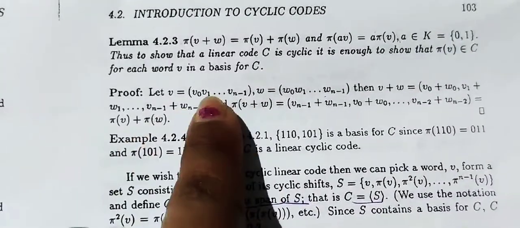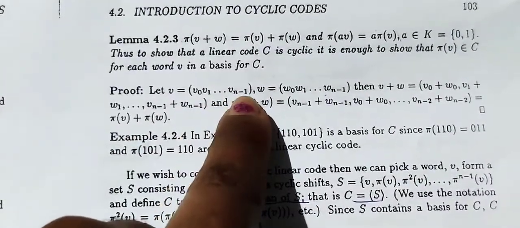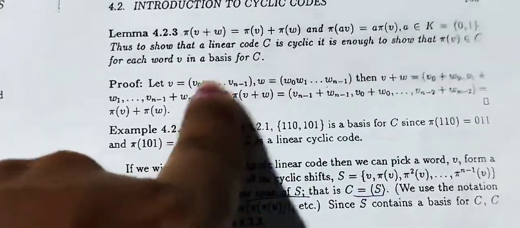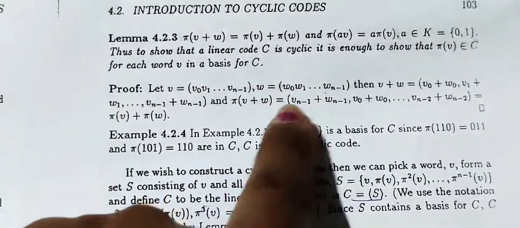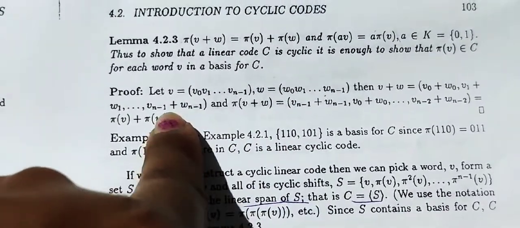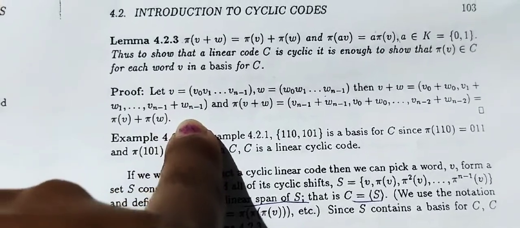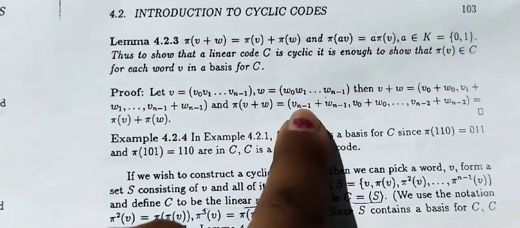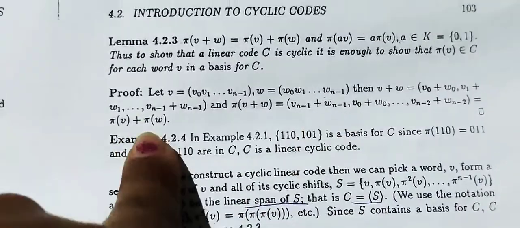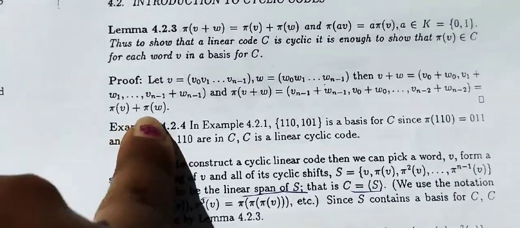Okay. Same as the proof of the same. V is taken as V0, V1, etc., Vn minus 1, and W is this one. Then V plus W is what? V0 plus W0, V1 plus W1, and so on. And pi of V plus W is: the last element is Vn minus 1 plus Wn minus 1, which moves into the first position, and the others shift to the next positions. So this is the same as pi of V plus pi of W.